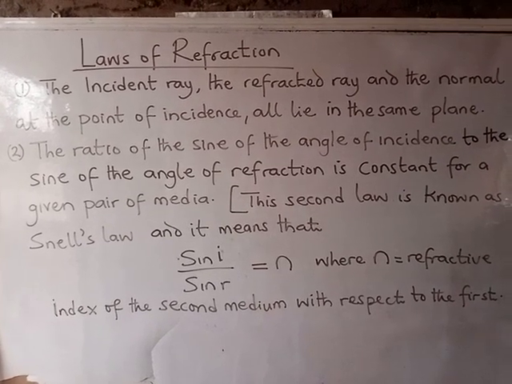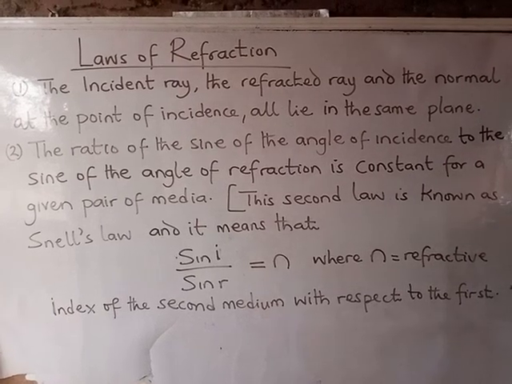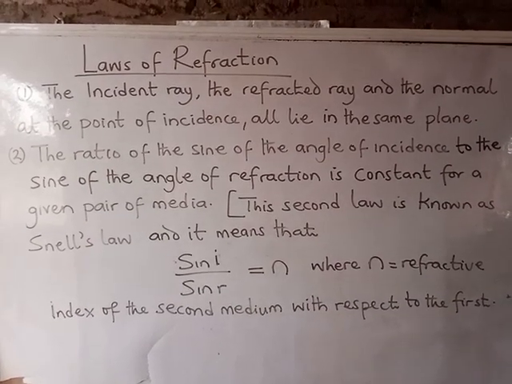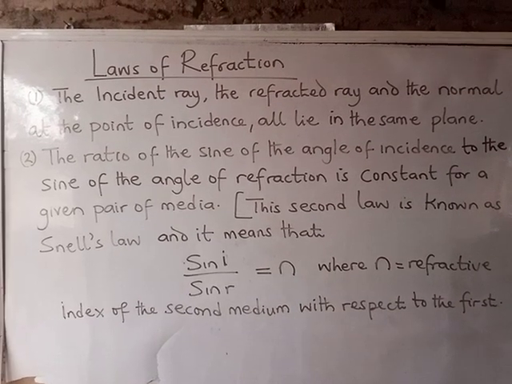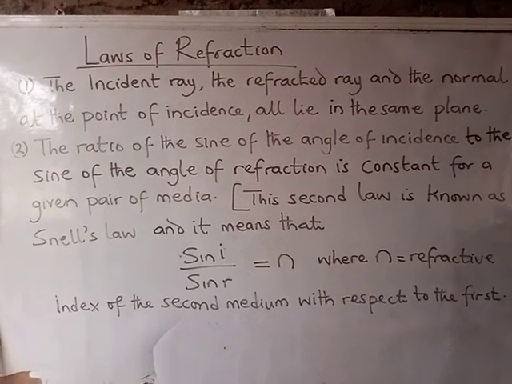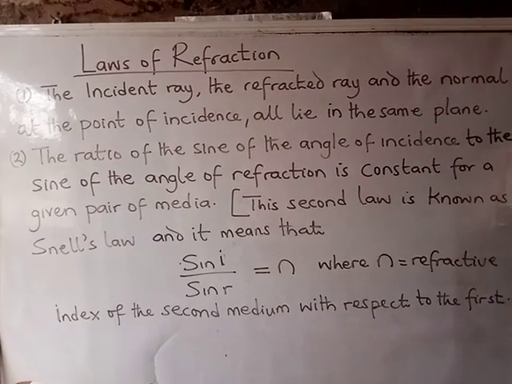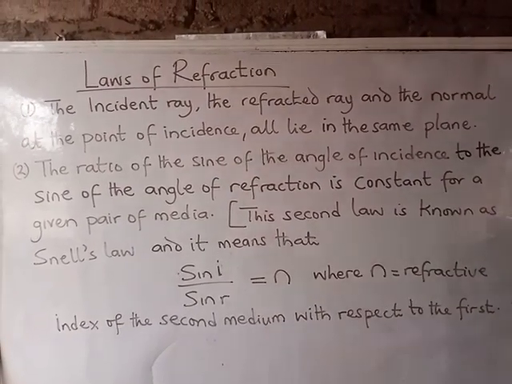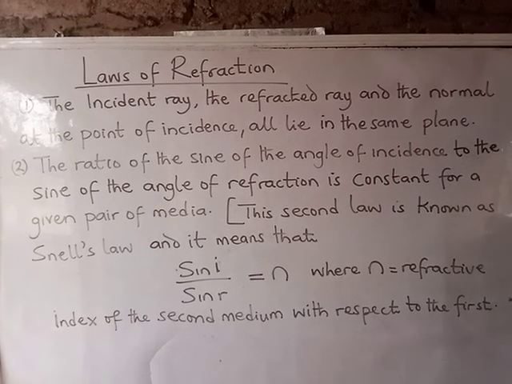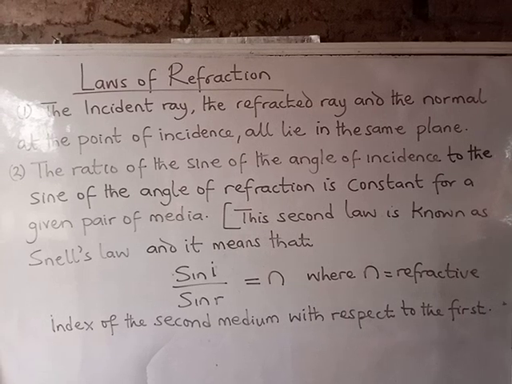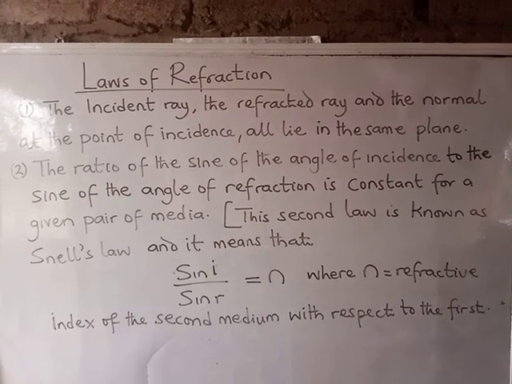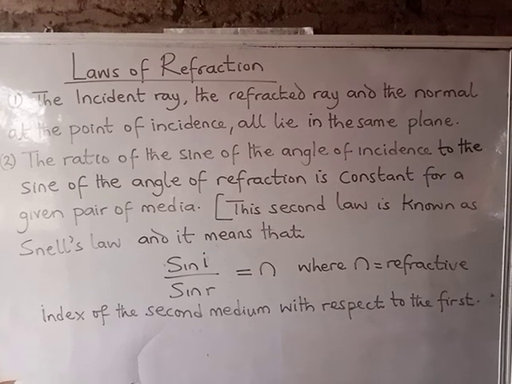And the second one: the ratio of the sine of the angle of incidence to the sine of the angle of refraction is constant for a given pair of media. All right, so this second law is very crucial. It's called Snell's law, and that's the refractive index, which is n equals sine i over sine r. So please note that. So that's called Snell's law.